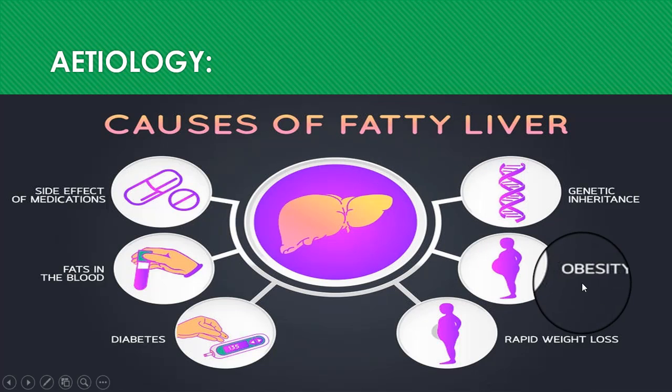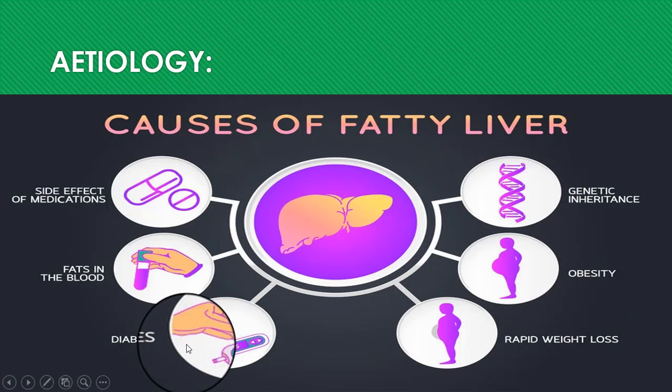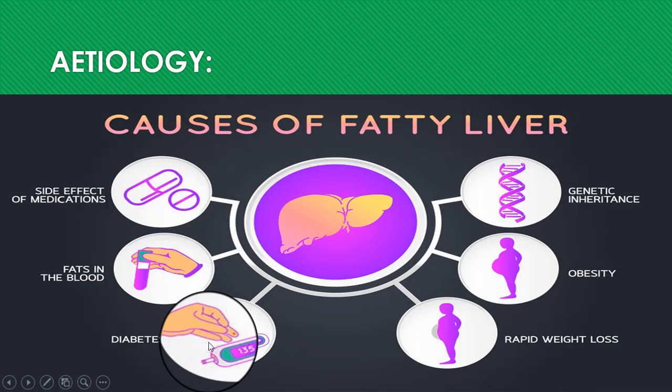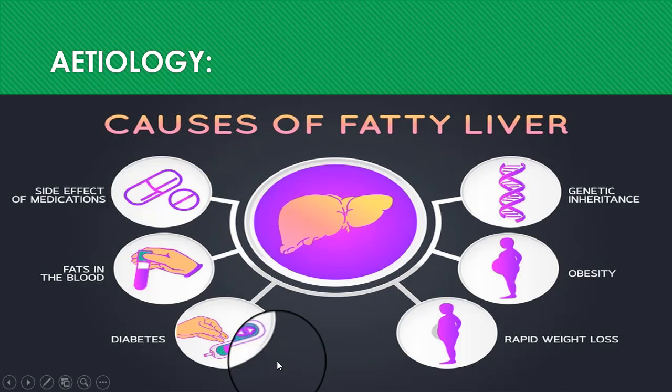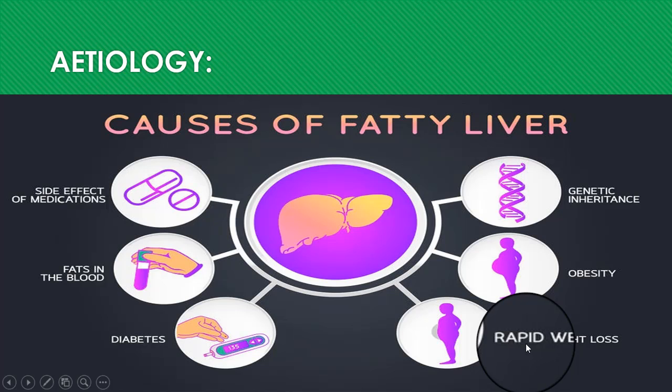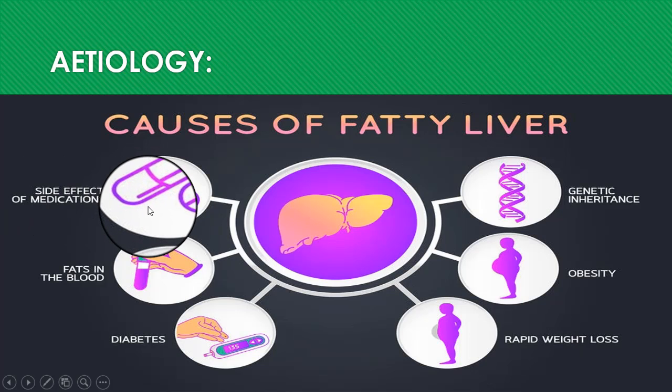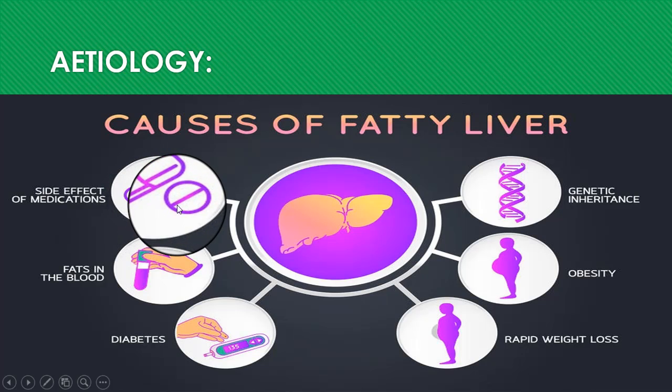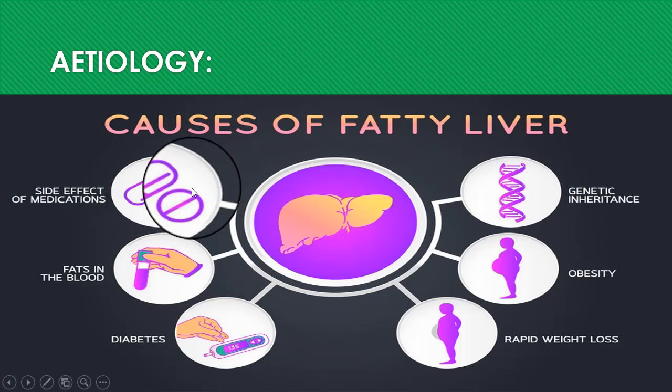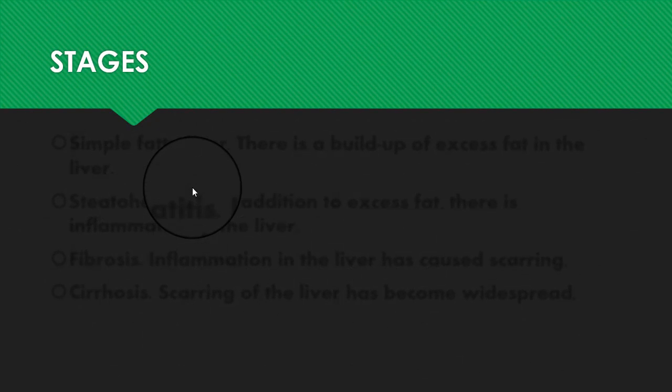Obesity, second high blood pressure, third insulin resistance, and high levels of fat, especially triglycerides, in your blood. The less common etiologies or causes include pregnancy, rapid weight loss, some types of infections like hepatitis C, certain types of medications, and exposure to certain toxins. So this was all about the etiology or the causes of fatty liver disease. Now next we will discuss what are the stages of fatty liver.